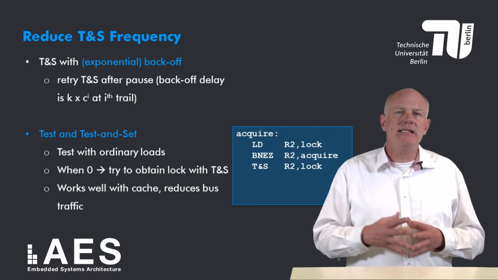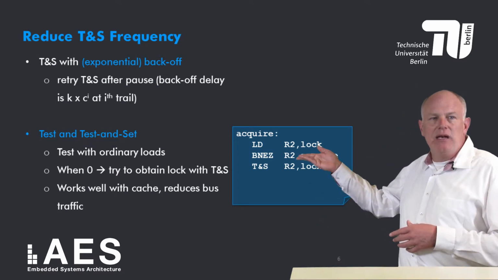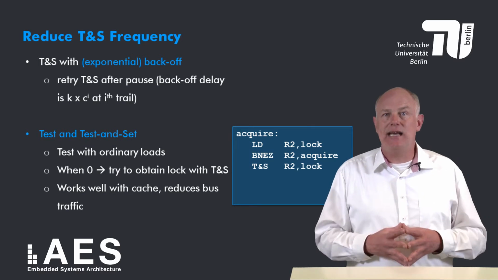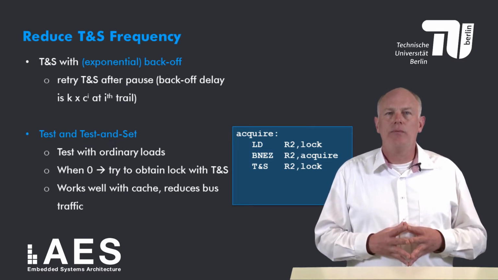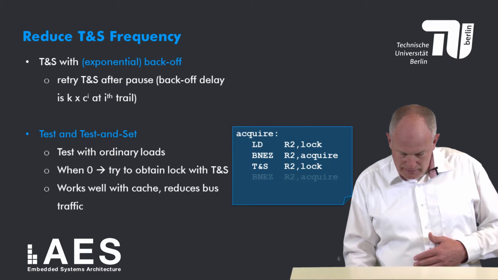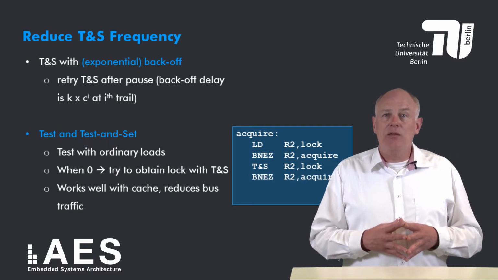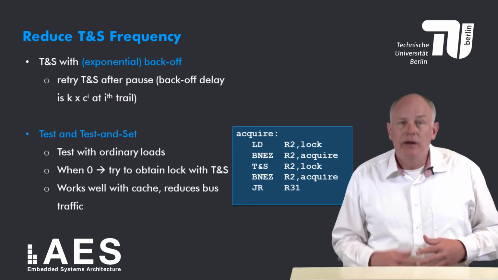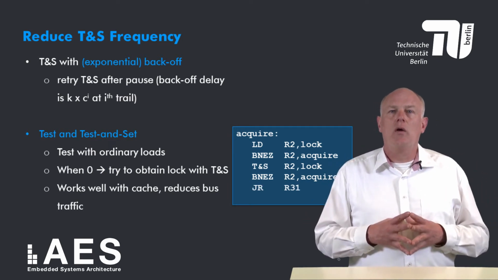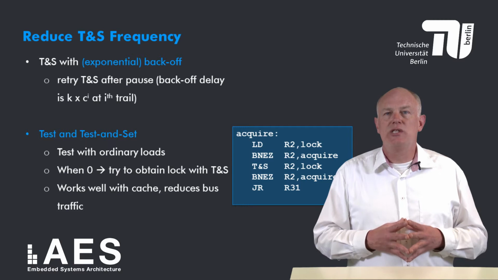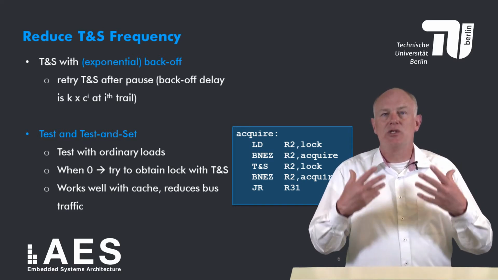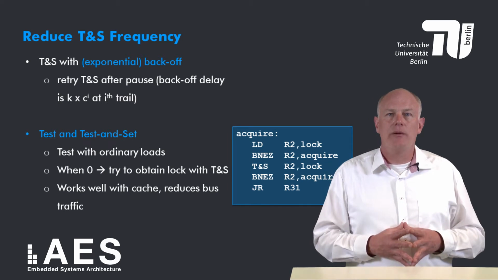This test and set is necessary because there may have been another nasty thread between the load and this test and set that has acquired the lock. If the test and set failed, meaning the lock was already set, we repeat. Otherwise, we can return to our caller because the test and set was successful. And we, more precisely, the calling thread successfully acquired the lock.